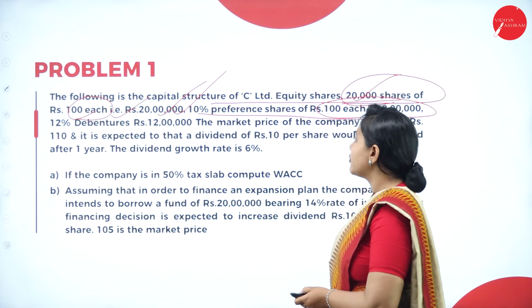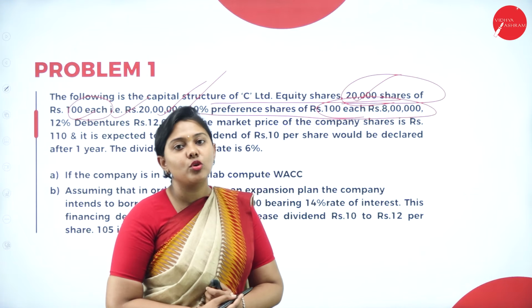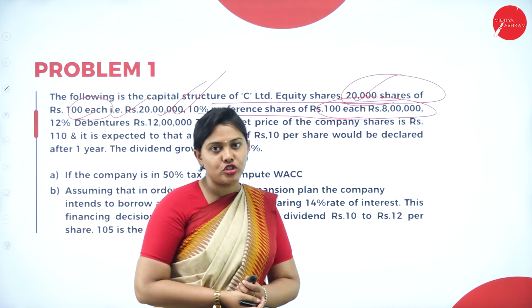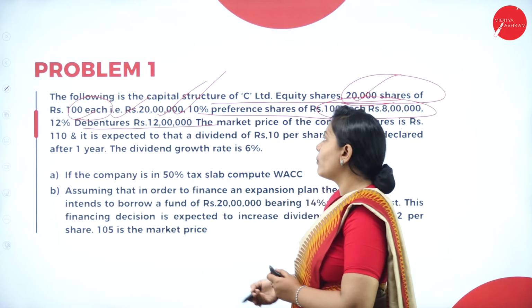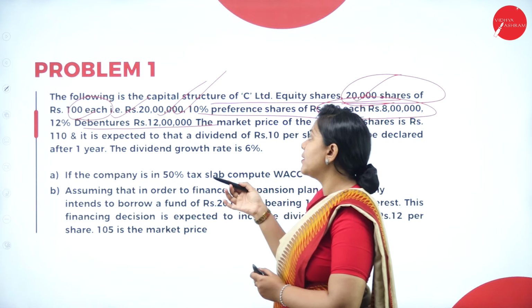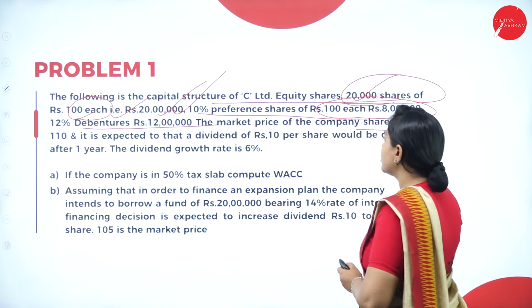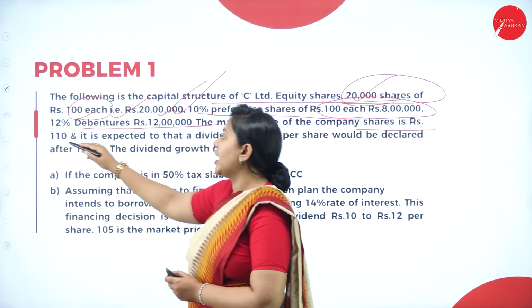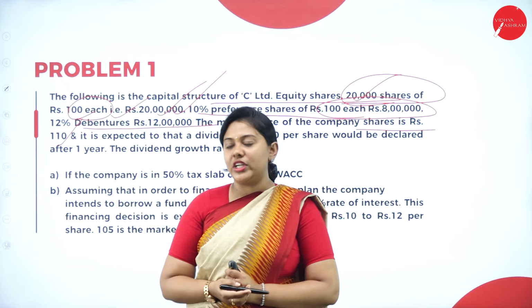So 10% preference shares of rupees 100 each. The number of years is not given, so it is irredeemable preference shares. Further, 12% debenture of rupees 12 lakh. The market price of the company is 110. Market price with respect to what? With respect to equity shares.